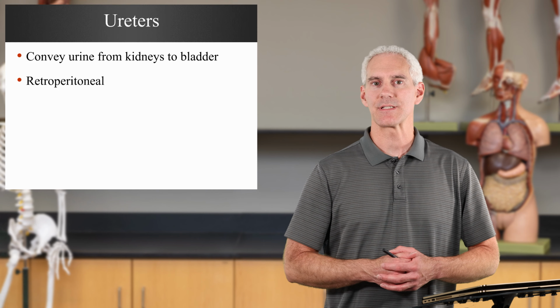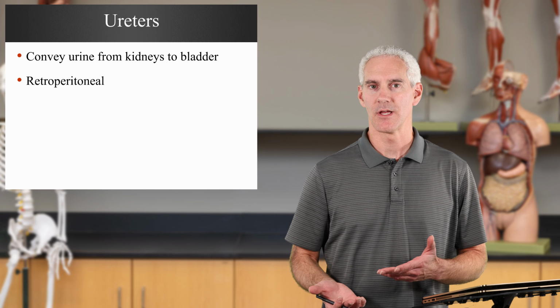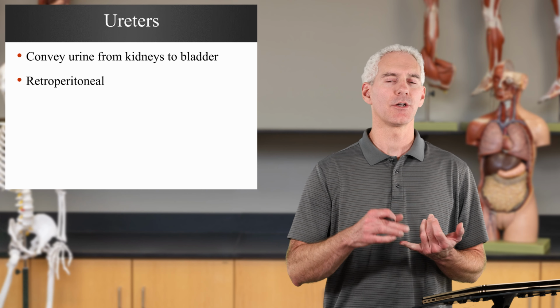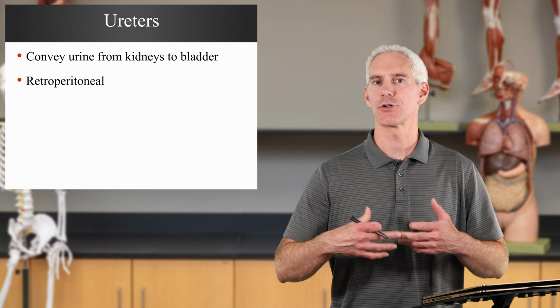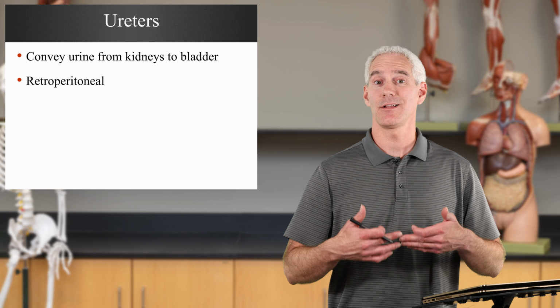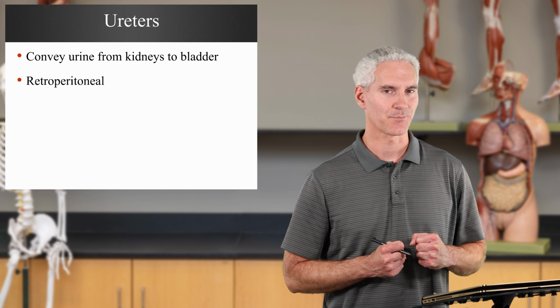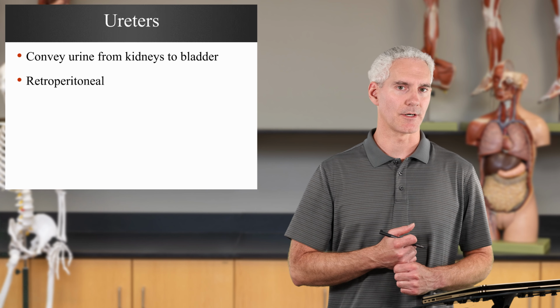To wrap up our series on the urinary system, we need to deal with the rest of the urinary system: the ureters, the urinary bladder, and the urethra. Because up until now, it's been all about the kidneys. So let's start with the ureters.